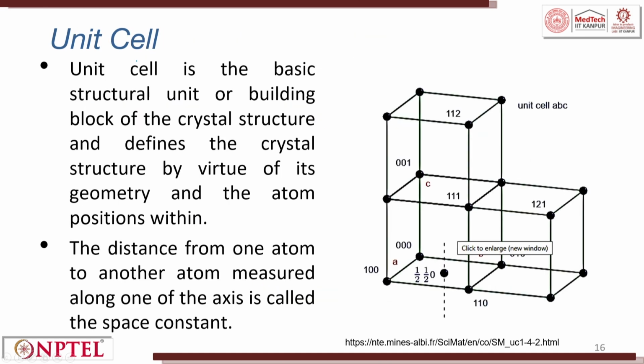Unit cell. The unit cell is the basic crystal unit or building block of a crystal structure, and it defines the crystal structure by virtue of its geometry and the atom positions within. So these are all the atoms positioned within. When we try to define this point, we say it is 1, 0, 0 or 0, 0, 0. These are all planes. The distance from one atom to another atom measured along one of the axes is called a space constant. So this is how a unit cell is there, and these are the planes.